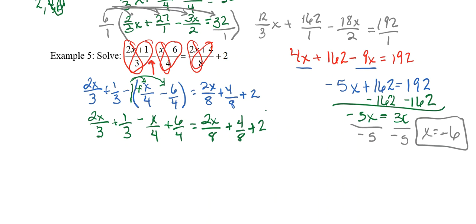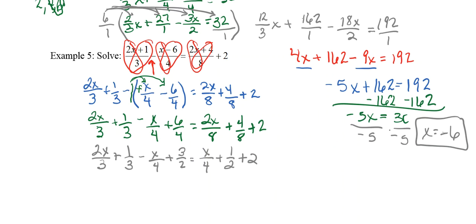Now, some of you may notice that some of these can be reduced. You can go ahead and do that if you want, or you can go forward without it. I'll go ahead and reduce them when I can. 2/3 does not reduce, 1/3 does not reduce, the 1/4 does not reduce, 6/4 reduces to 3/2. 2x over 8 would become x over 4. 4 over 8 would become 1/2. So we're down to just having 3s, 4s, and 2s in our denominator.